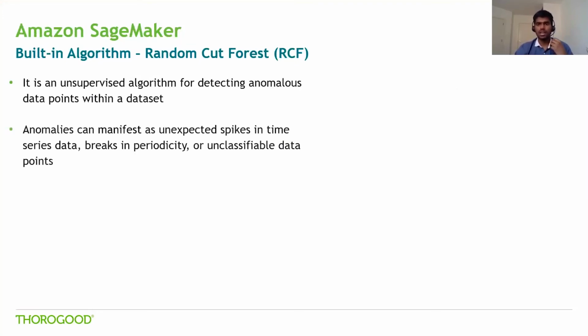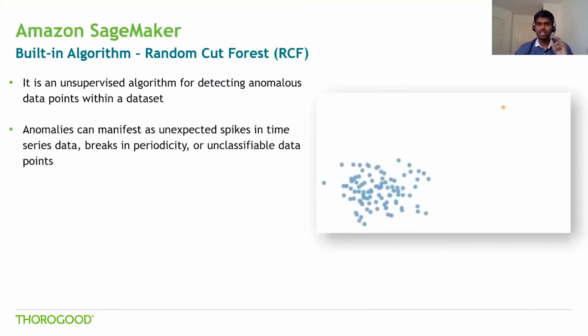Anomalies are observations which diverge from otherwise well-structured or patterned data. Anomalies can manifest as an unexpected spike in time series data, a break in periodicity, or any unclassifiable data points. They are easy to describe in that when we view them in a plot, they are often easily distinguishable from the regular data. So the orange point here is an anomaly depending on the group that you are looking into.